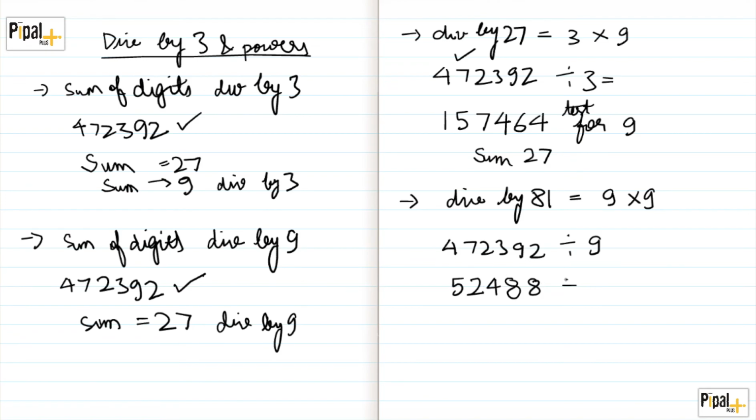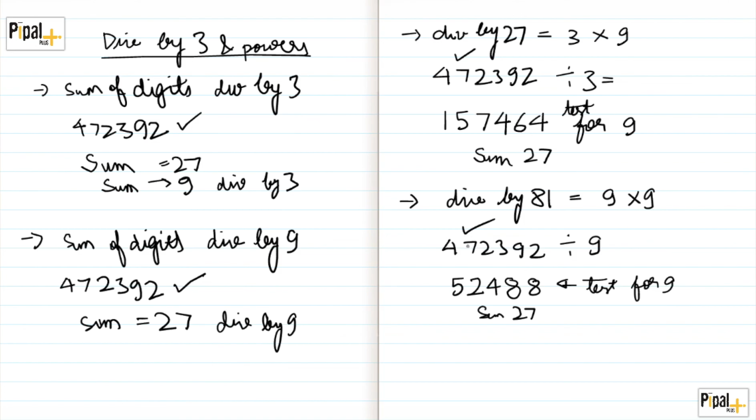Now we test this quotient for 9. So this is 5 and 2 is 7, and 4 is 11, and 8 is 19, and 8 is 27. So the sum is 27. Very interestingly, this whole number 472392 is divisible by 9 into 9. That means 81 as well, right? So we can go on and on.